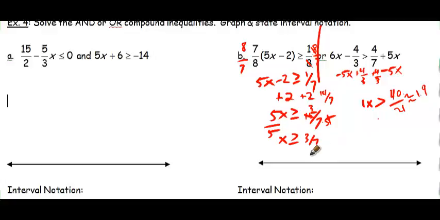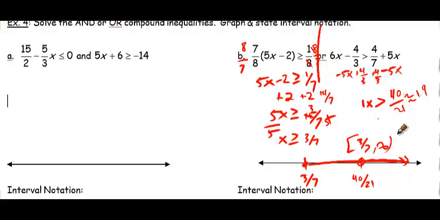Now over here, you've got 3 over 7, which is not bigger than 1, so this number is smaller. 7/7 would be 1. This is smaller than 1, this is bigger than 1. So you've got to make sure you put them in the right order. If you flip-flop them, then they'll all be off. So 3/7 is closed, and it goes to the right. 40 over 21 is open, and that also goes to the right. So my answer in interval notation is just the shaded region: bracket at 3/7 all the way to the right, to infinity. That's my final answer.